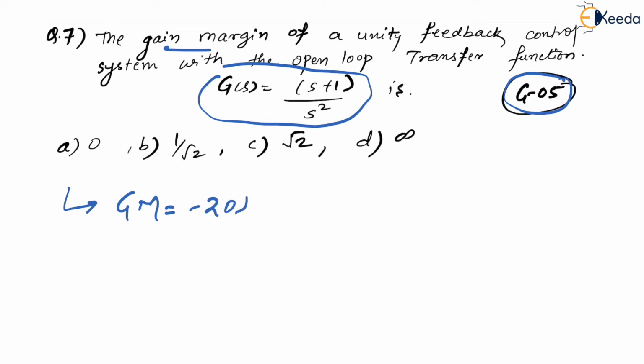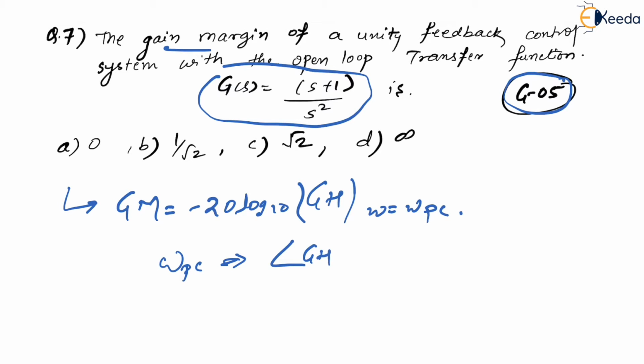How do you get that? What is gain margin? Let us write down the formula. Gain margin is minus 20 log to the base 10 of the magnitude of GH at omega equal to omega PC. The first thing we need to find is omega PC. Whenever the angle of GH is equal to minus 180 degrees, that particular frequency is called omega equal to omega PC. Correct? Let us try to do so. In order to do that, let us first write down the magnitude and phase.